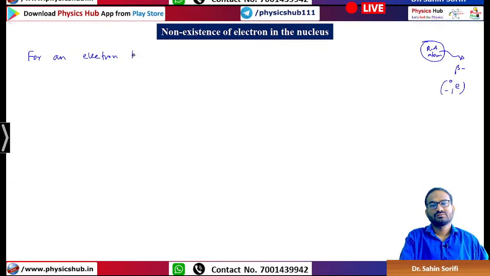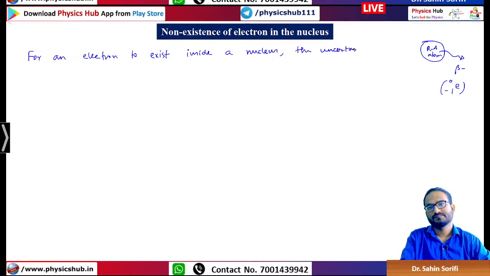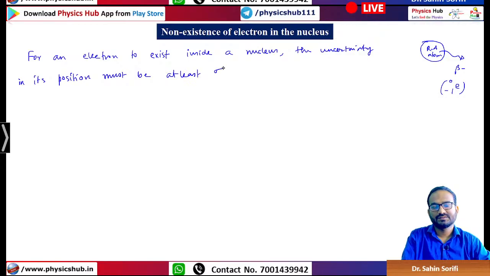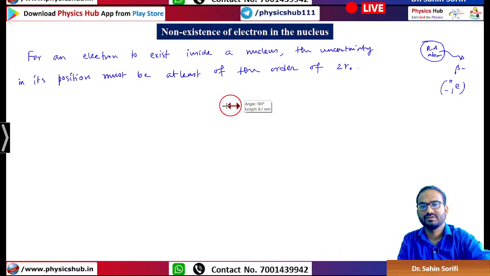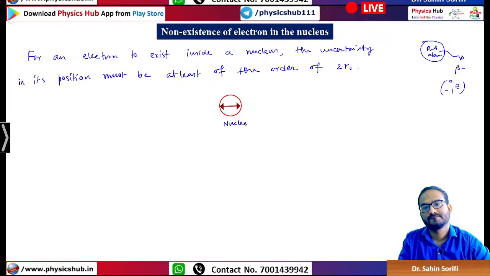Look, for an electron to exist inside a nucleus, the uncertainty in its position must be at least of the order of 2 times R naught. If I consider, let's say, this is the nucleus, it has a radius, let's say this is R naught. So this becomes 2 times R naught.